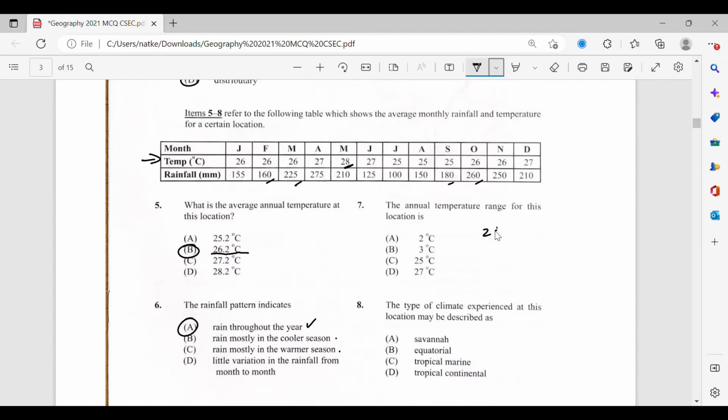And then we find the lowest one, which is 25, and then we subtract. So that would have given us 3. So our temperature range is 3 degrees. So for number 7, it is letter B.